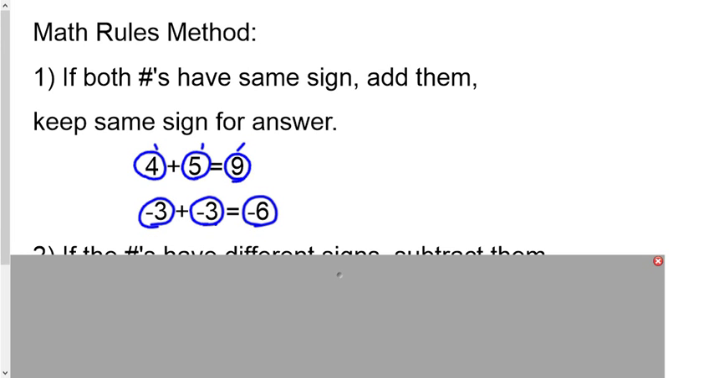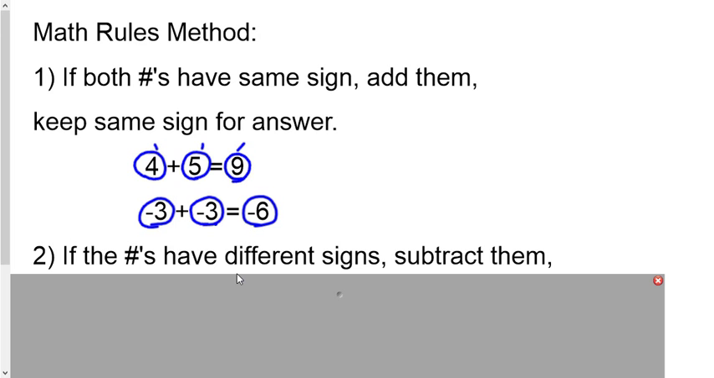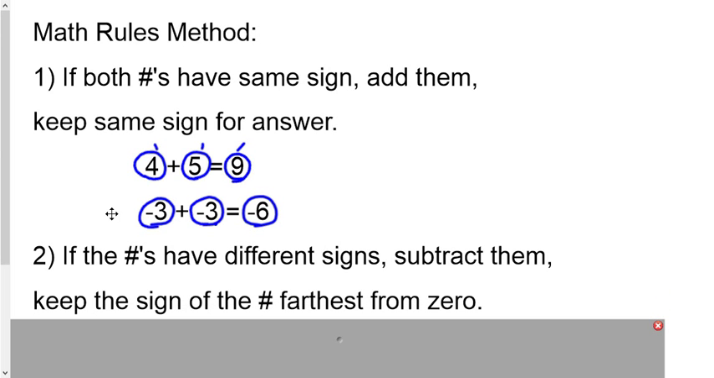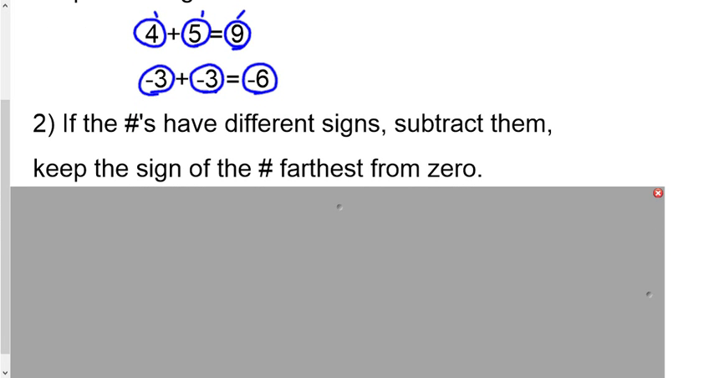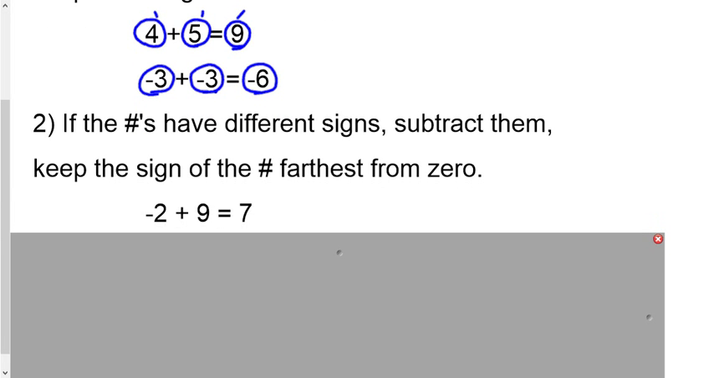Now, what do we do if they have different signs? If the numbers have different signs, this is going to blow your mind, but let's just subtract them. And then we'll keep the sign of the number furthest from 0. Okay, negative 2 plus 9 equals 7.